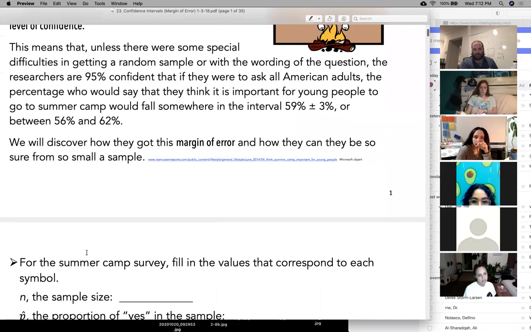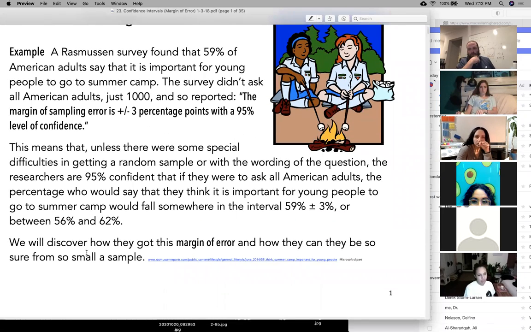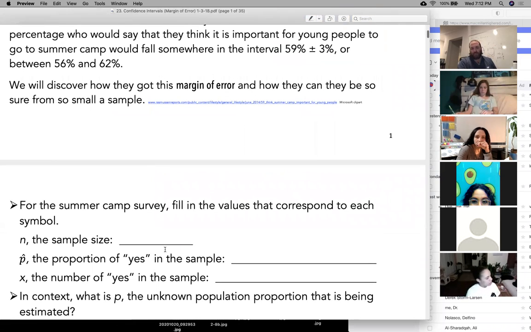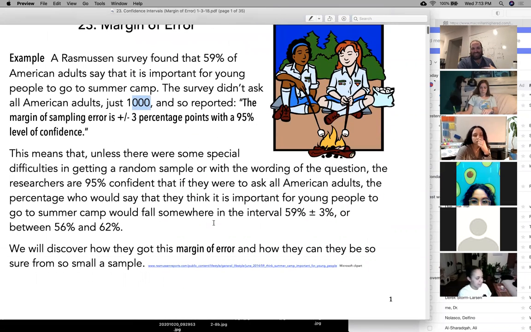N is the sample size. What is the sample size for this example that we just did? 1,000, right? The survey did not ask all American adults, just 1,000. Okay, the sample size is 1,000. What is the proportion of yeses in the sample? The proportion of people who said yes, or whatever it is that you're looking for, what is the proportion for this sample that we got? Is that 59% of 1,000? Well, the proportion is just 59%.